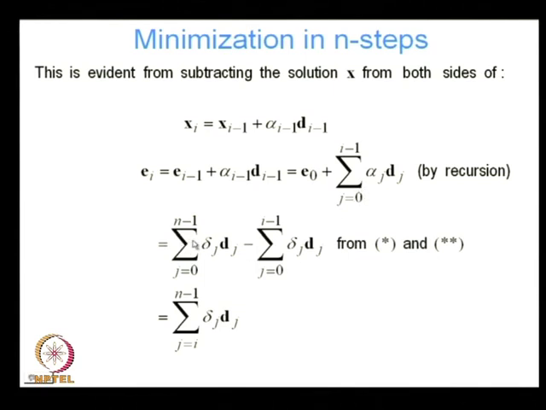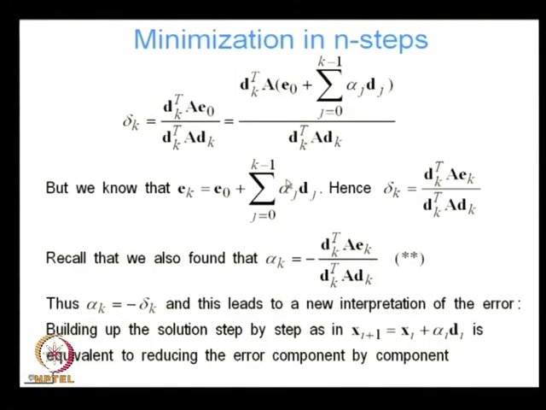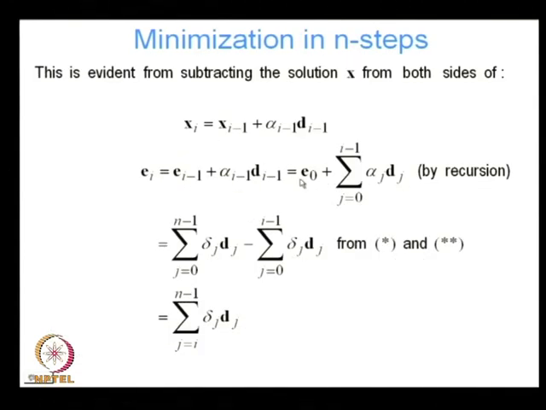Then again for E 0, I did not assume that, I know I can write E 0 in terms of delta j d j, in n directions, because they are orthogonal, they form a basis. So, let me replace that expression for E 0 here. E 0 is equal to sigma j equal to 0 to n minus 1 delta j d j, and now I will replace alpha j by minus delta j, because I already found that alpha I is equal to minus delta I.